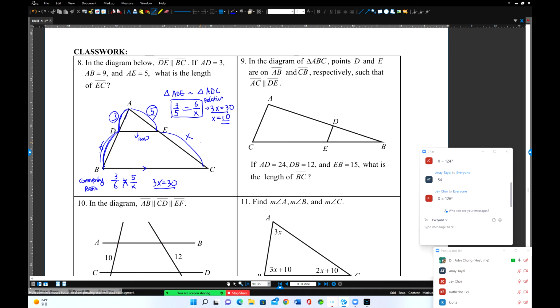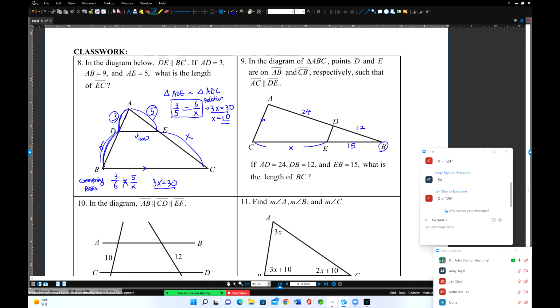Number 9, we have a diagram, triangle ABC, with points D and E, and they are parallel. DE and AC are parallel. So that means what? The small triangle and the large one are similar. So we can use what? The side splitter theorem too. AD is 24. DB is 12. And EB is 15. What is BC altogether? Well, I'm going to put this one first. That's the side splitter theorem, okay?